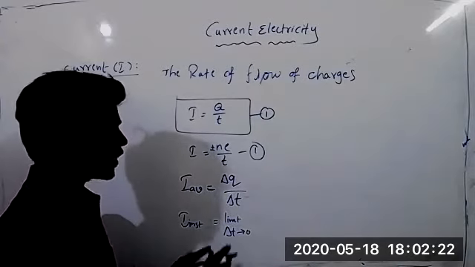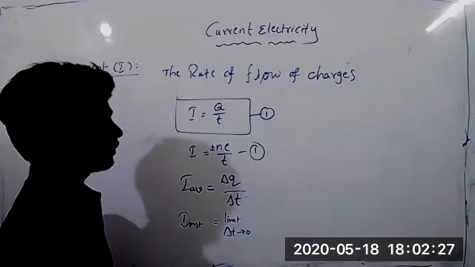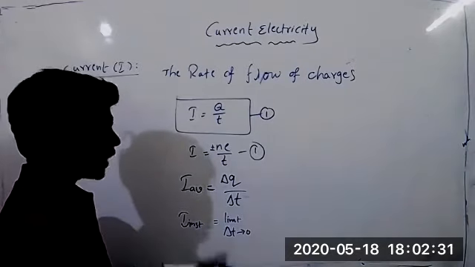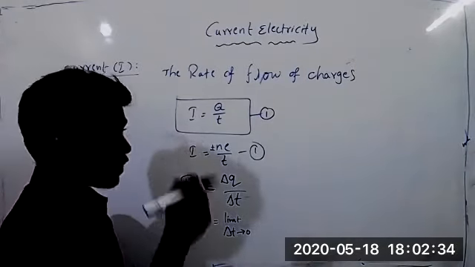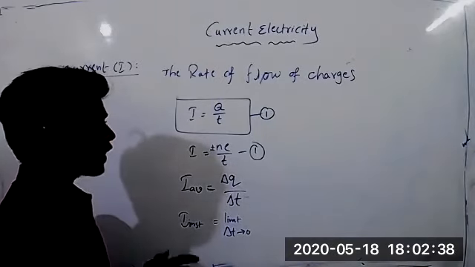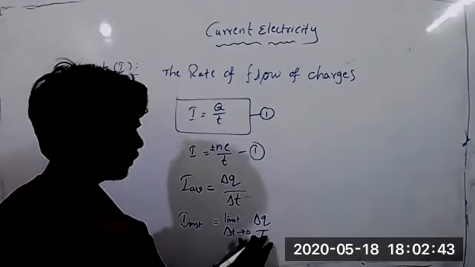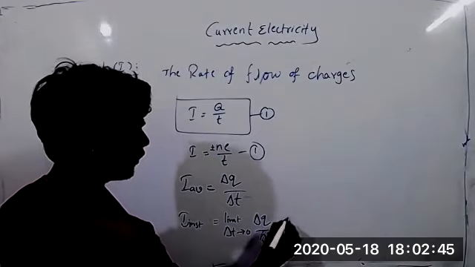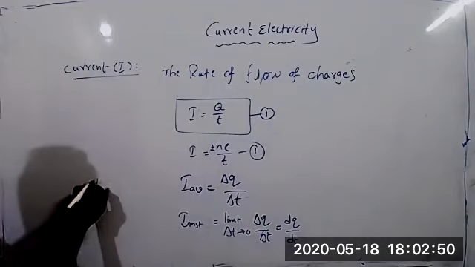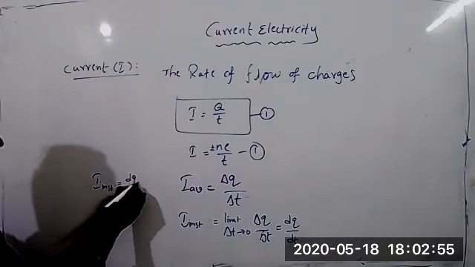Delta T tends to 0 means delta T is not 0; it is nearly equal to 0 but not 0. So the time interval becomes very, very small. Time is there, but it is negligible. So we can't write delta T is 0, only nearly equal to 0. So delta Q by delta T becomes dQ by dt. It is the instantaneous current, the current at a particular time.